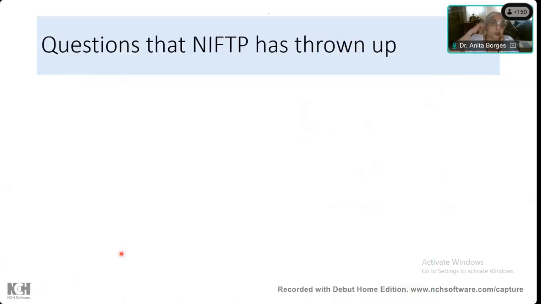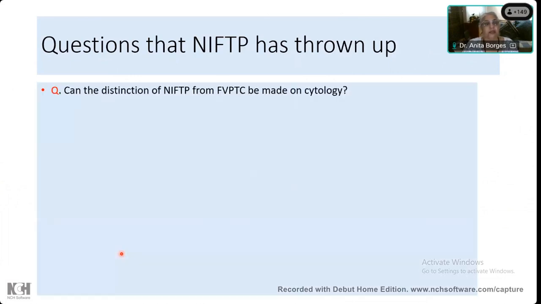So now that we have NIFTP, what are the questions that NIFTP has thrown up? These are the questions. Can the distinction of NIFTP from FVPTC be made on cytology? How do we make diagnoses on cytology? We look for the nuclear features of papillary thyroid carcinoma. Are they there in NIFTP? The answer is yes.